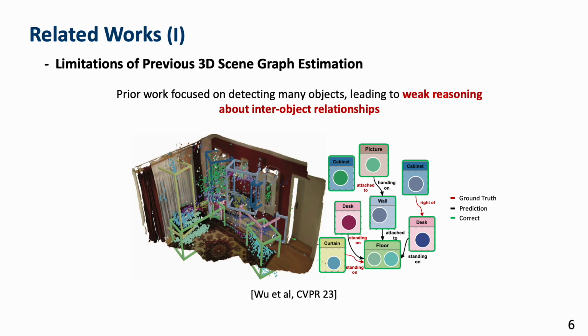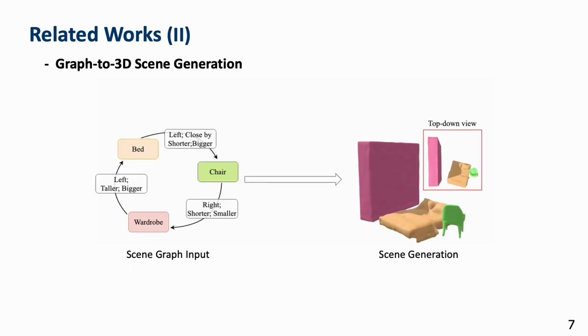However, these existing approaches still have notable limitations. Most state-of-the-art methods primarily focus on detecting multiple objects, which restricts their ability to reason about relationships between objects. Meanwhile, to generate a 3D virtual scene from a graph-compressed representation of space, we adopt a graph-to-3D approach. Intuitively, this means taking a scene graph as input and synthesizing a 3D virtual environment.